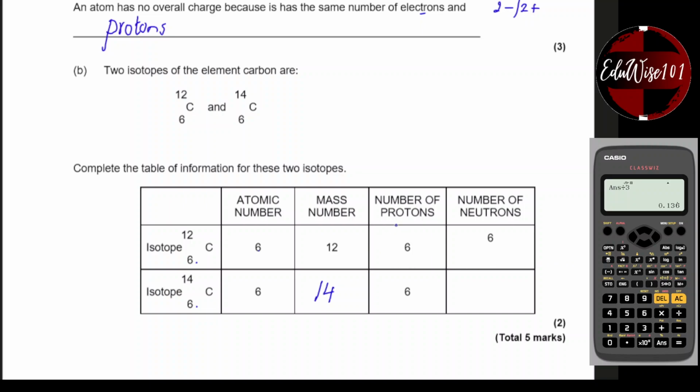Now, remember, the number of neutrons and protons should add up to the mass number. So, in this carbon 12, you have 6 protons and 6 neutrons, so they add up to 12. So, what is the missing number here, which should add up to 14? So, 14 minus 6 gives you 8. So, 8 plus 6 will give you 14. That's the missing number of neutrons.